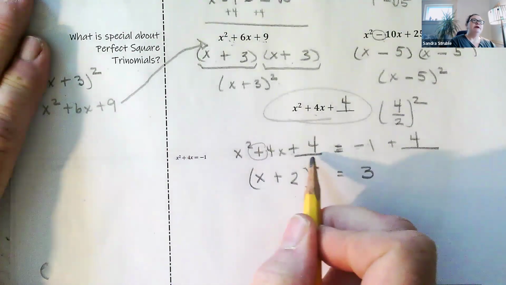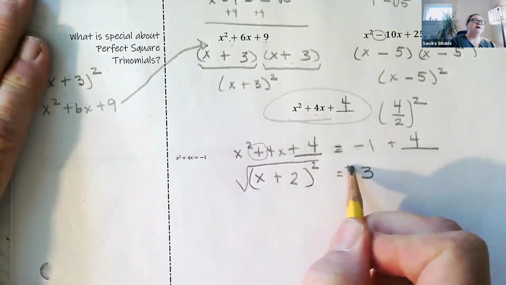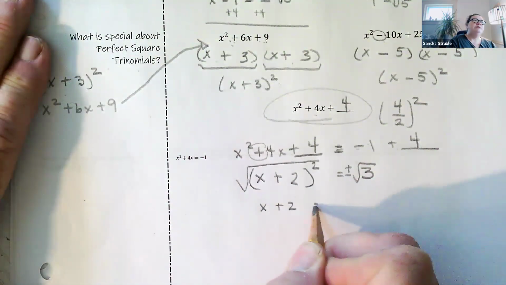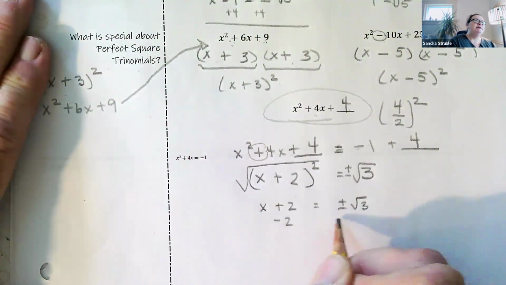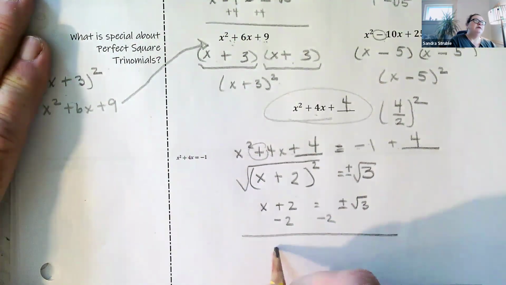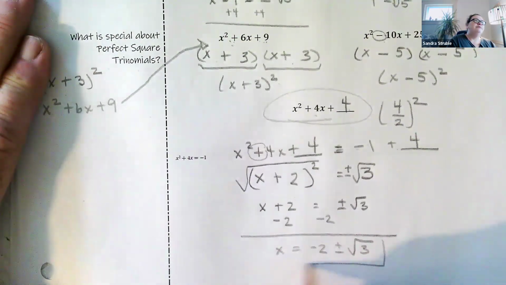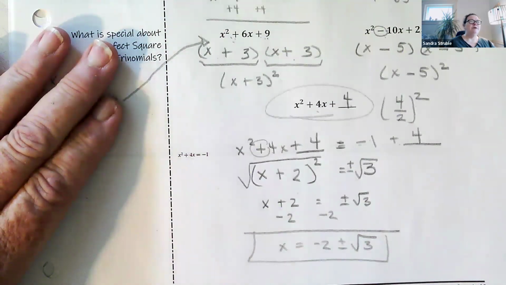Let's go ahead and do the square portion. Let's take the square root of both sides, plus or minus on the right. We get x plus 2 is equal to plus or minus the square root of 3. And we need to subtract 2 from both sides. X is equal to negative 2 plus or minus the square root of 3. All right, see you in the next video. Let me know if you have any questions.